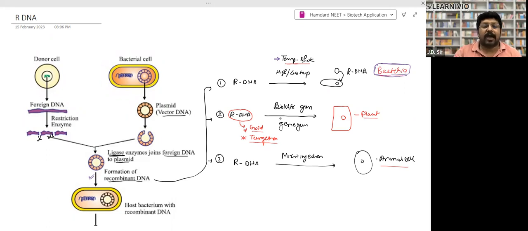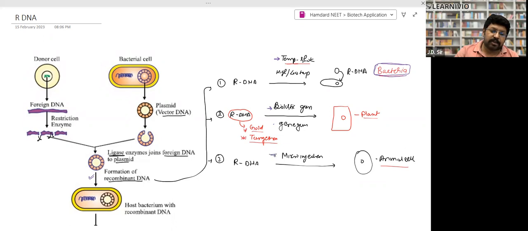Then we have a special type of gun that is called a biolistic gun, also known as the gene gun. With the help of the biolistic gun or gene gun, we bombard these gold or tungsten coated recombinant DNA on the plant cell. That's how we insert this recombinant DNA inside a plant. Okay. So for bacteria, temperature shock. For the plant, this will be biolistic or gene gun. And for the animal cell, we have nanotechnology based micro injections. With the help of those micro injections, we directly inject this recombinant DNA inside the nucleus of animals, right?